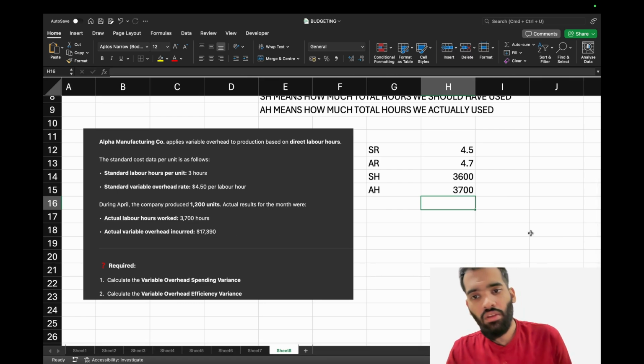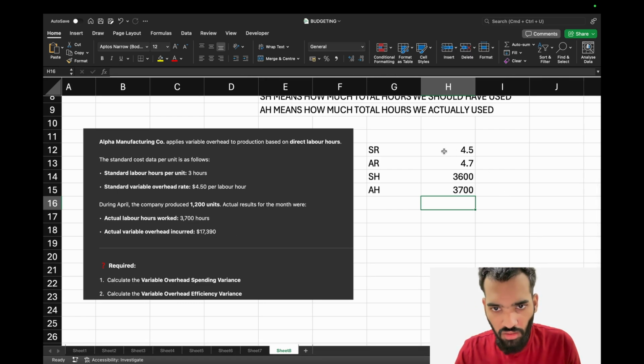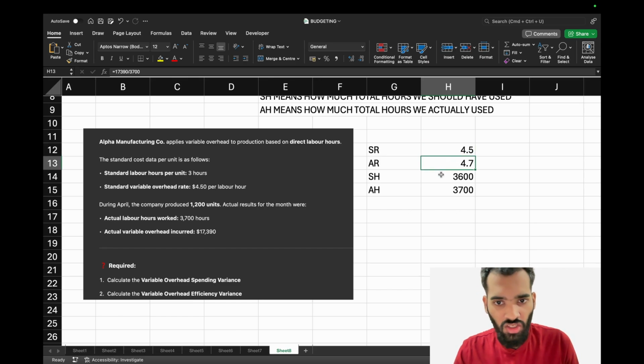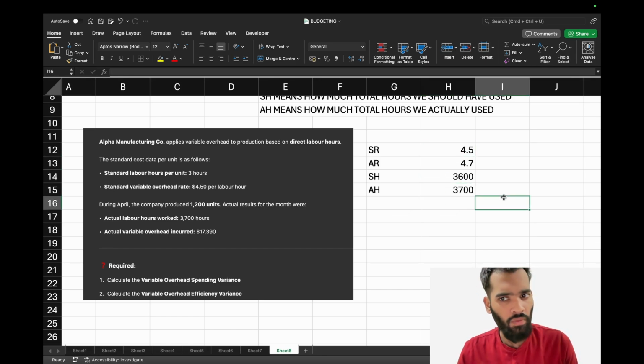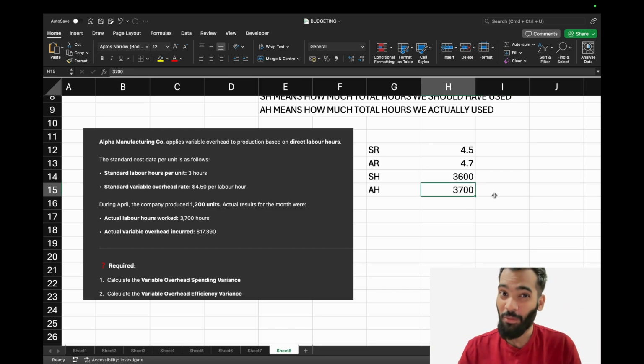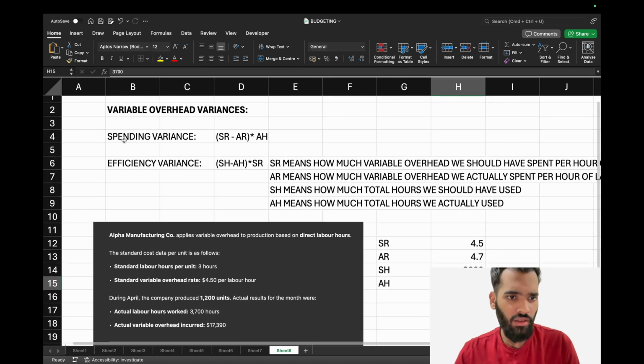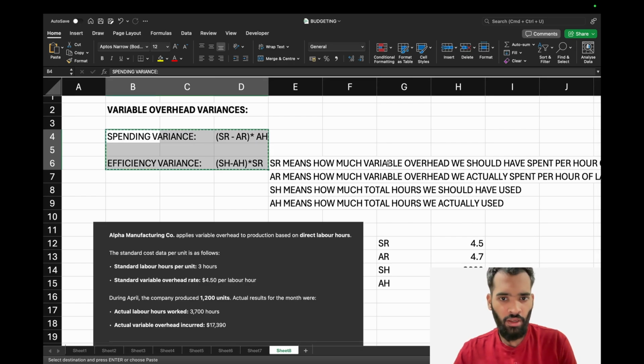Now, one thing I will say here, whenever you're getting close answers like SR, AR is close, SH, AH is close, that means you probably are solving it correctly. When you get very different answers, like SH is very different than AH, probably you made a mistake in the exam. So just be on the lookout for that. Now we literally just solve the formulas. I will just copy them and we'll plug in the numbers.